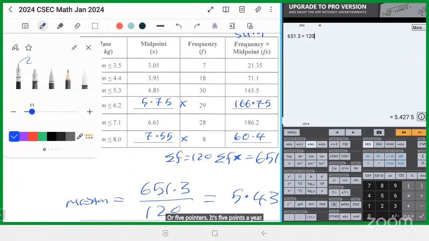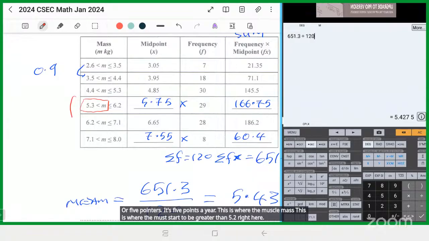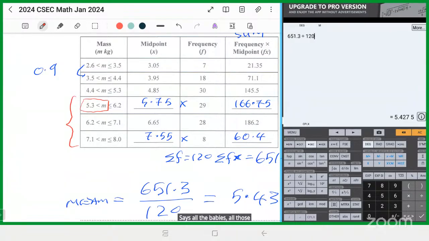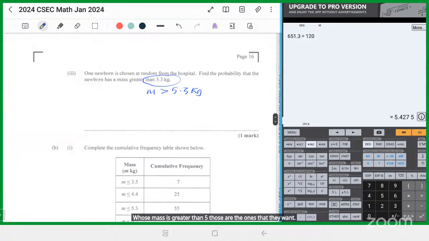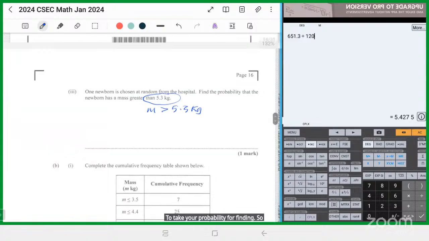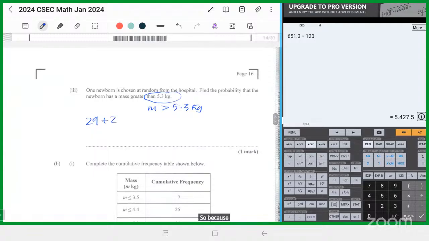This is where the mass starts to be greater than 5.3 right here. So all those masses are greater than 5.3. So we're talking about all these babies: 29, 28, and 8 out of the 120. That's the total babies whose mass is greater than 5.3. So those are the ones that you want. So take your probability: 29, 28, and 8, right? That total out of the 120 gives you the answer up here.